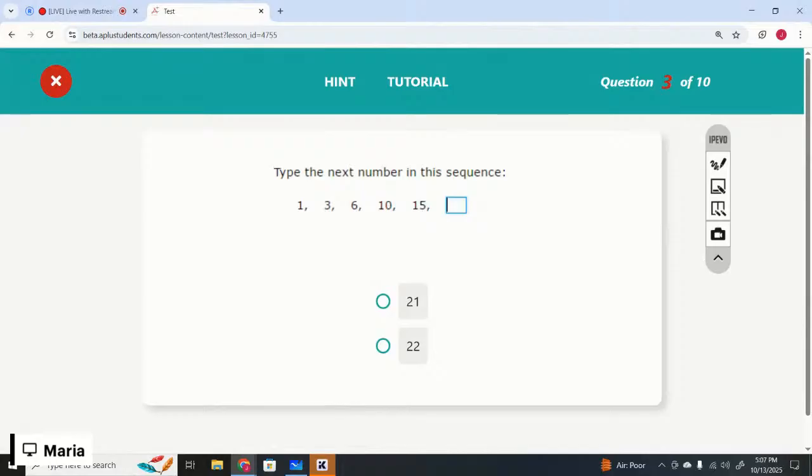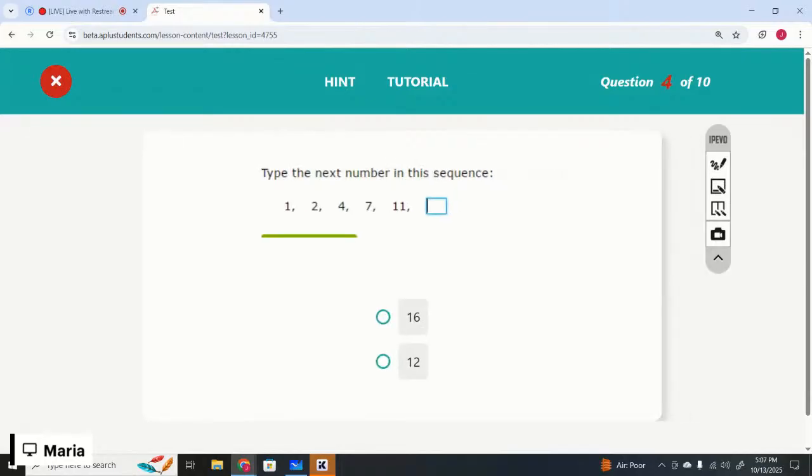Type the next number in the sequence. The next one is 21. Option number 1 is the correct option. 21 it is.